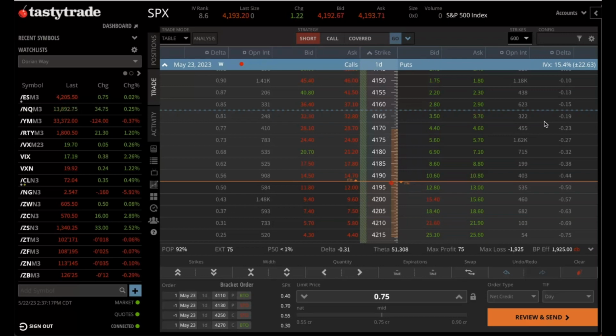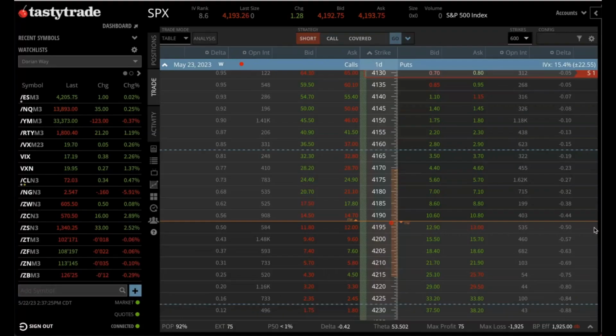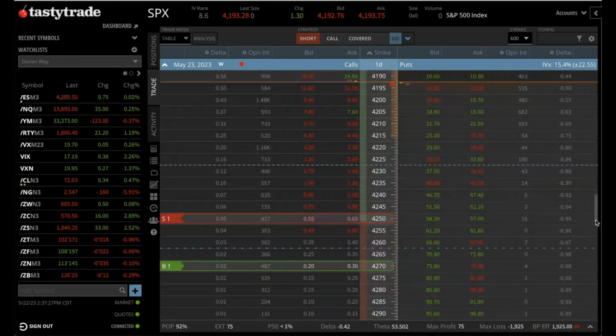But let's look at this a little bit and let's see if we can do a little better on here. Okay, let's see if we can do a little better. All right, so 50 points from where it's currently trading at. Let's see where that lands for where we're at.